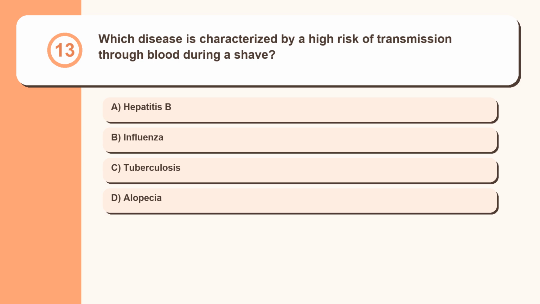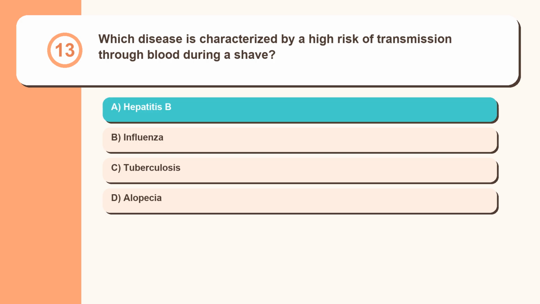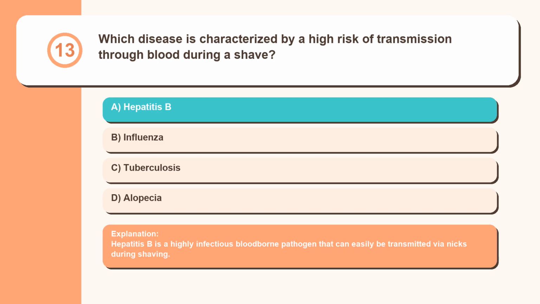Question 13. Which disease is characterized by a high risk of transmission through blood during a shave? Hepatitis B, influenza, tuberculosis, alopecia. Hepatitis B is a highly infectious bloodborne pathogen that can easily be transmitted via nicks during shaving.